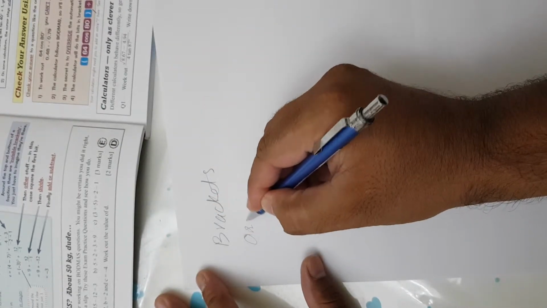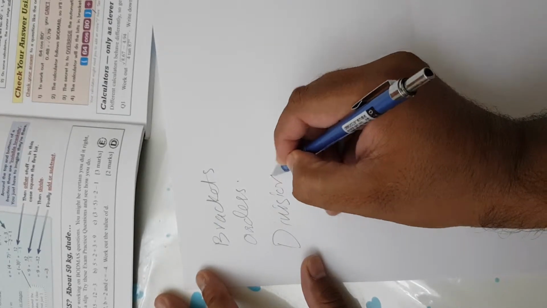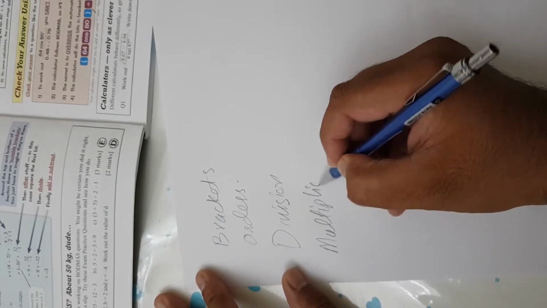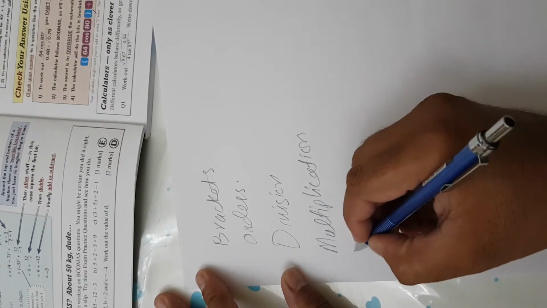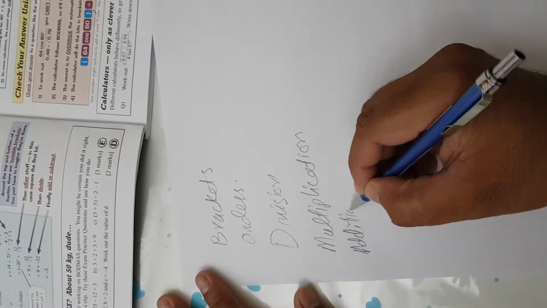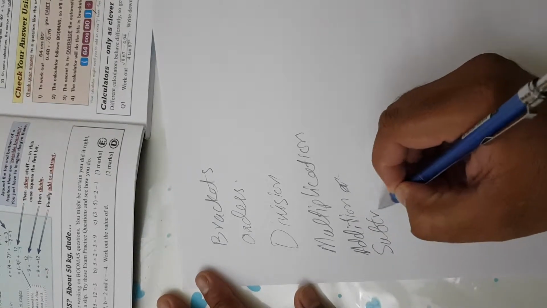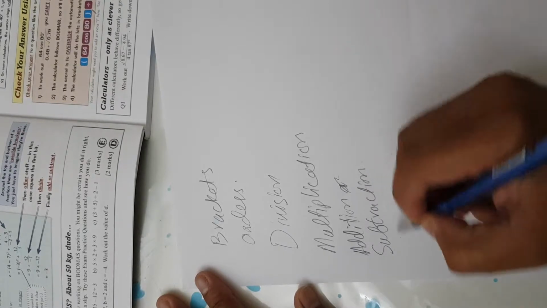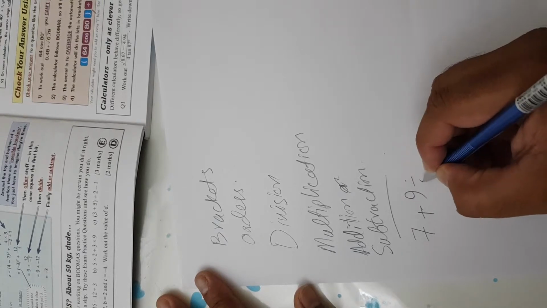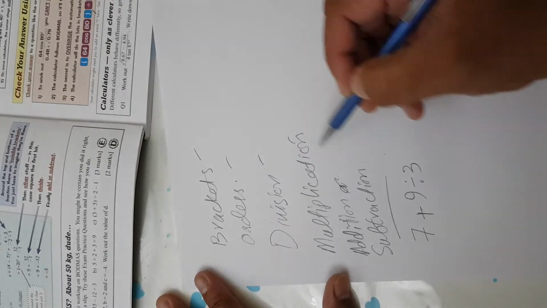Then we have order, division, multiplication, addition, and subtraction. Okay, now if in one equation we have 7 plus 9 divided by 3, as per the rule we will look at the BODMAS steps.